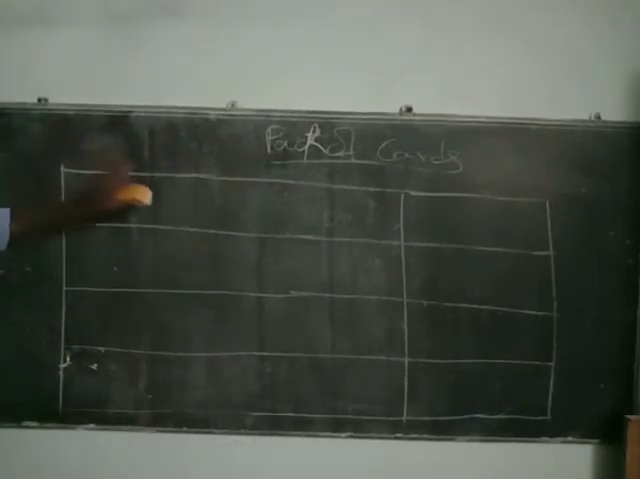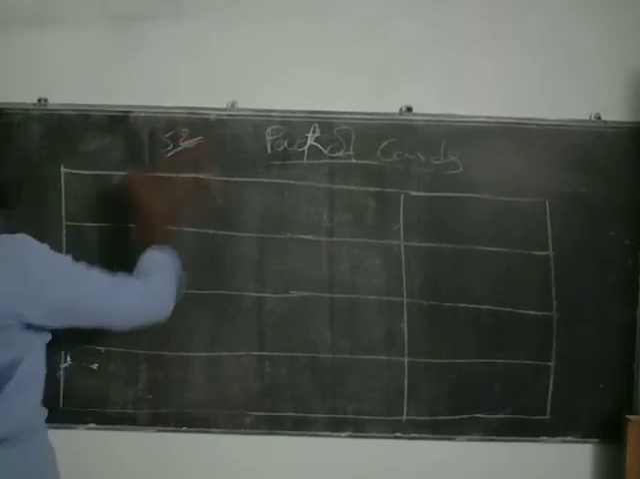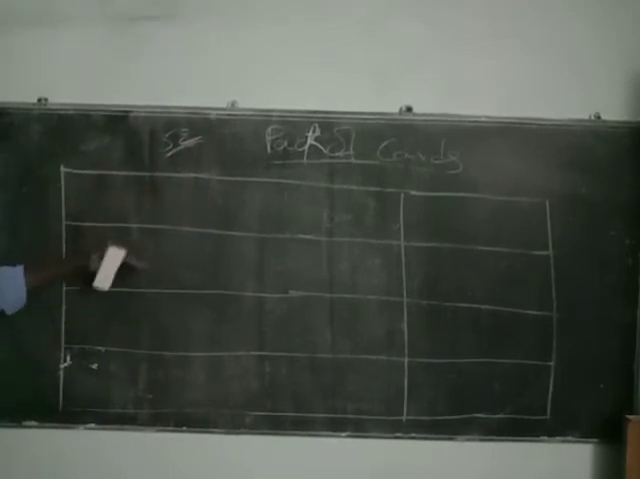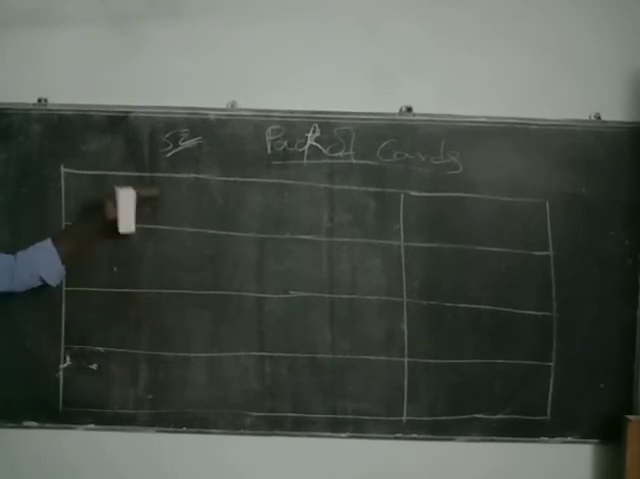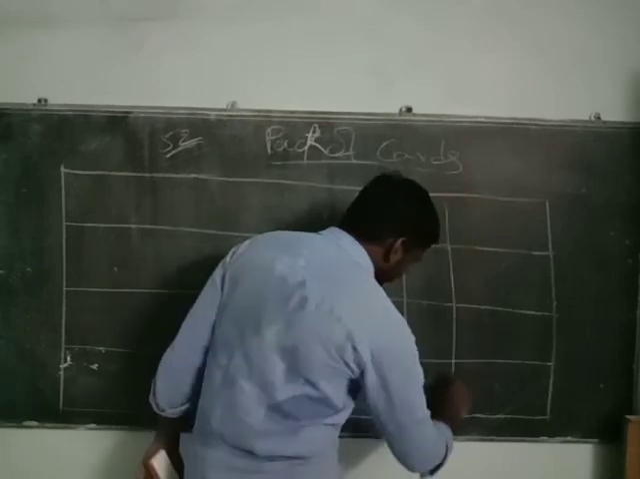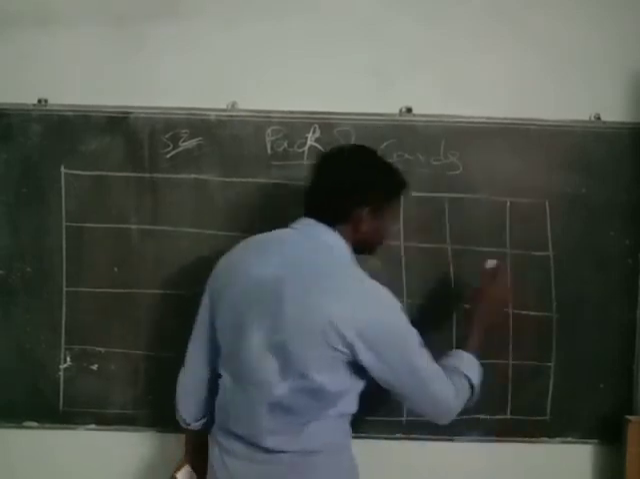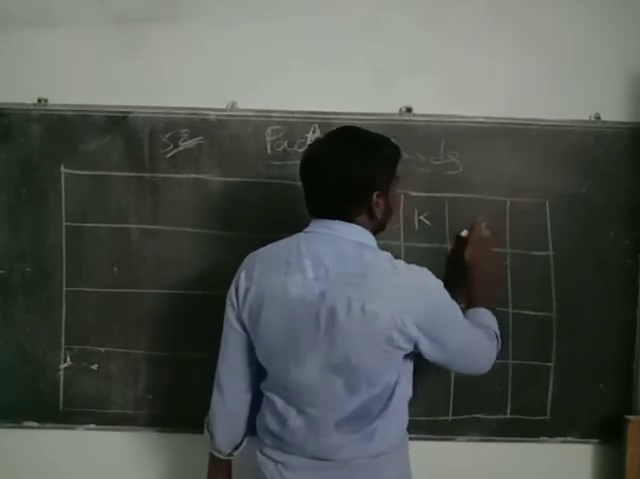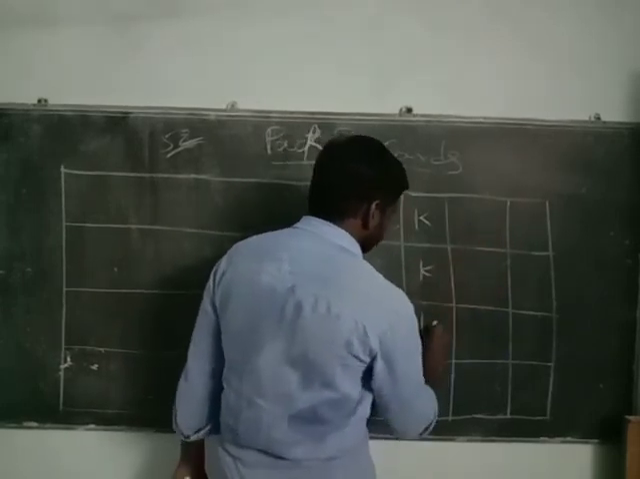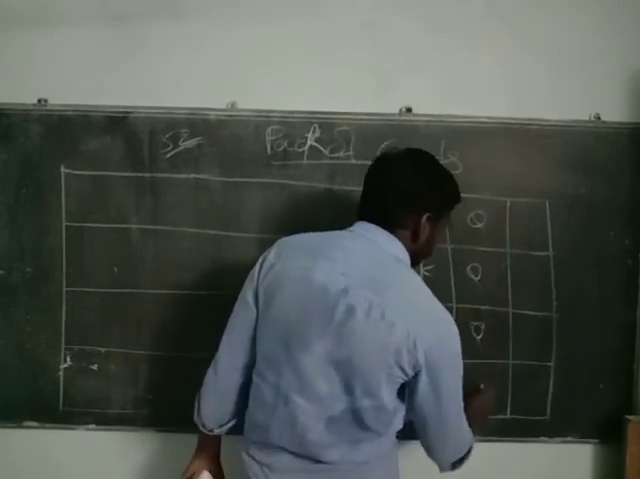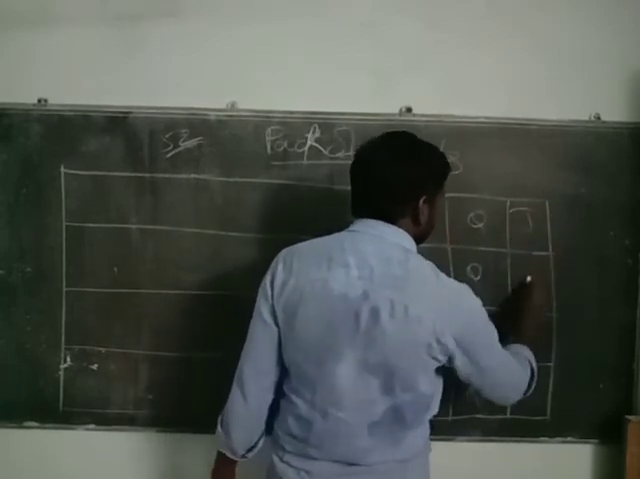So in a pack of cards, there are a total of 52 cards. Out of these 52 cards, we can divide them into 4 sets. Each set again consists of face cards. What are face cards? They consist of kings, queens, and jokers.